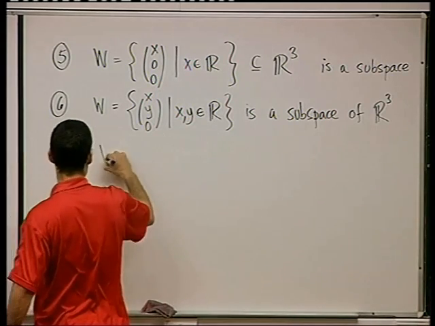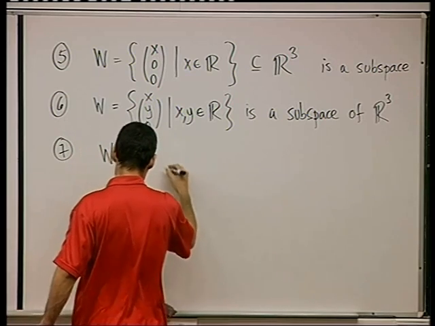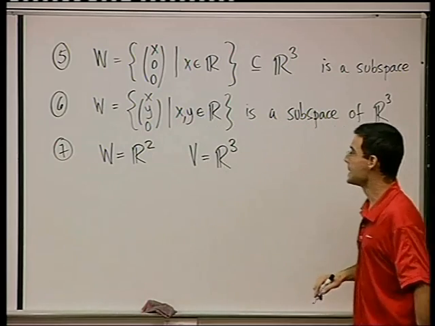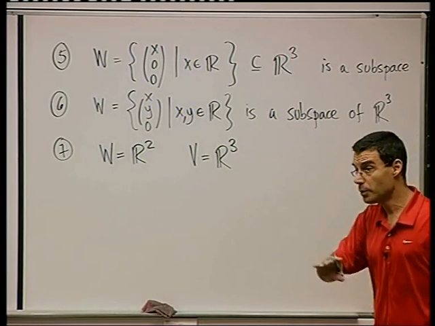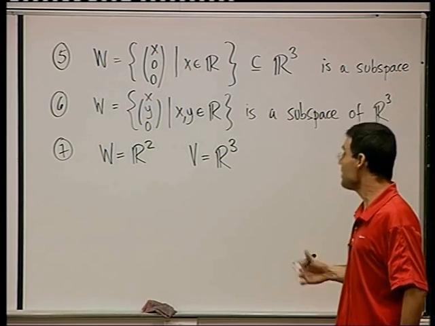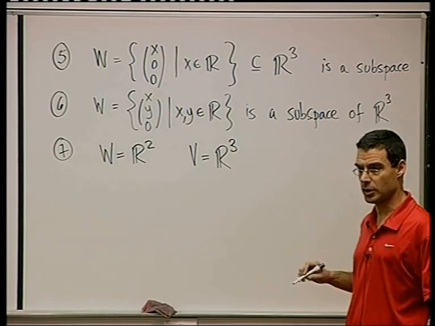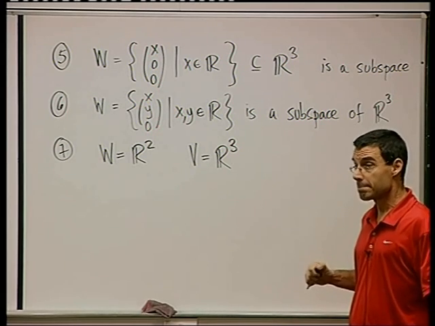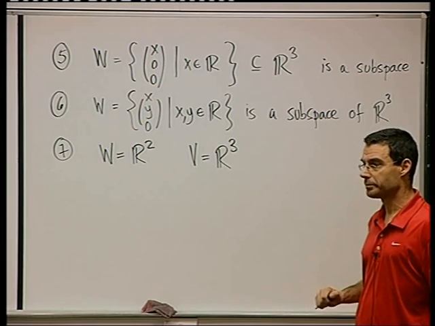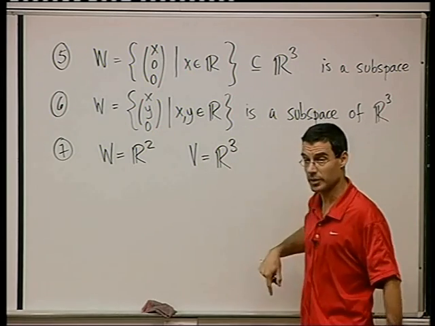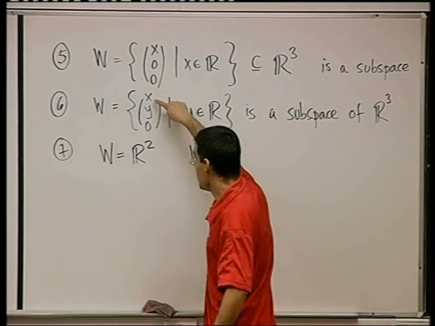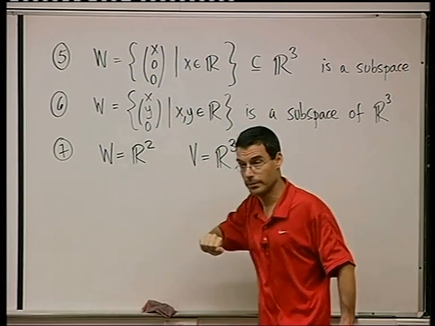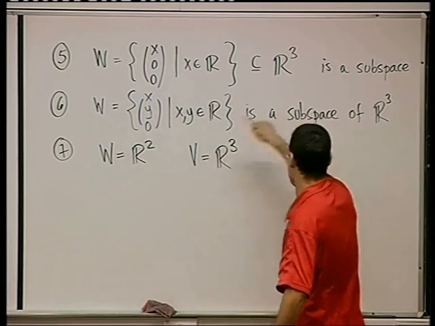How about this? W is going to be R2, and V is going to be R3. R2 is 2-dimensional space. Is it a subspace of R3, 3-dimensional space? Yeah, that's what we just proved. Good, you're all wrong. Okay, this is not the same as the previous one. That one takes 3-tuples and forces the third coordinate to be 0. That is indeed a subspace.